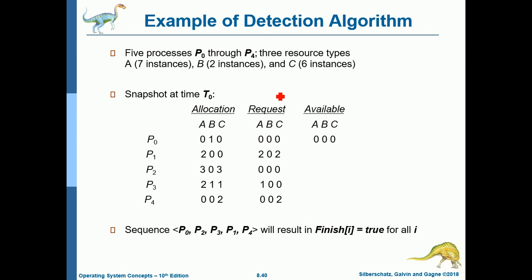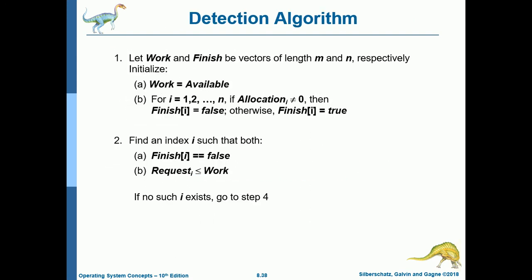So for this snapshot, the sequence P sub 0, P sub 2, P sub 3, P sub 1, and P sub 4 will result in Finish[i] equal to true for all i. Again, I'm going to provide an additional video for you to see why this is the sequence. Of course, it's by using the detection algorithm that is stated here, for you to better understand.